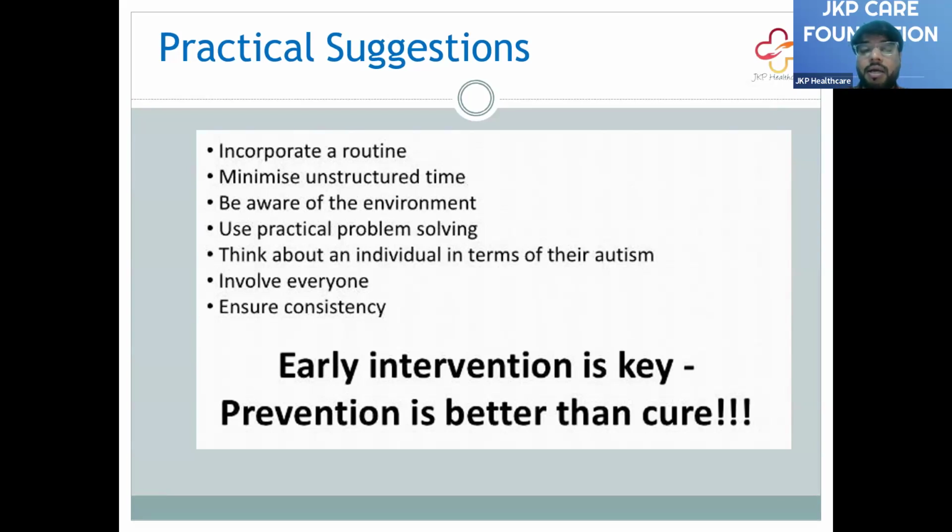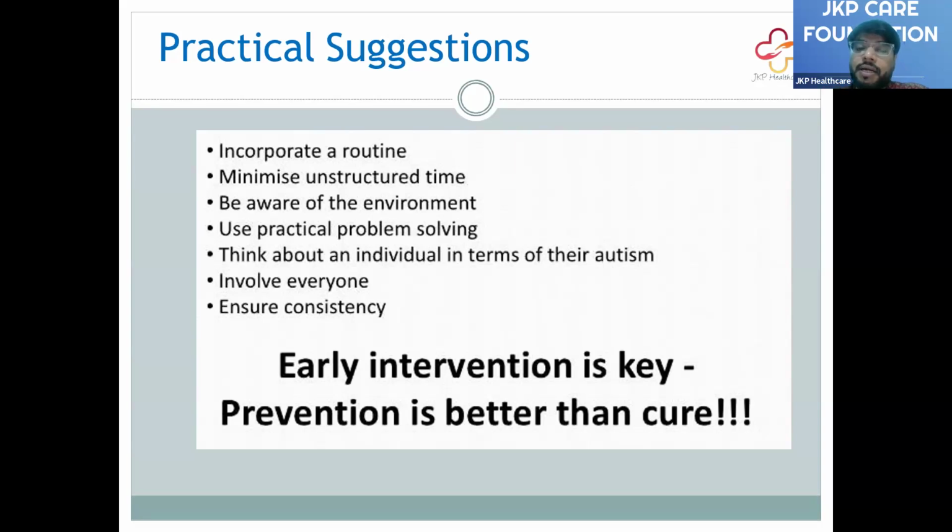I am working on early intervention. I'm working with the child when the golden developmental years are there. So every second is important. So free play also should be structured. What I'm trying to achieve, which area I'm working on. Okay. Be aware of the environment. That is important. I'm again and again stressing the environment. Use practical problem solving. Use practical solutions to the problem.